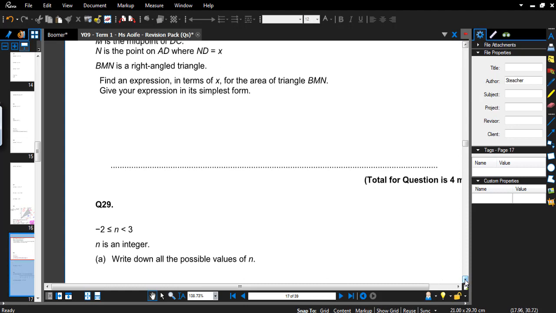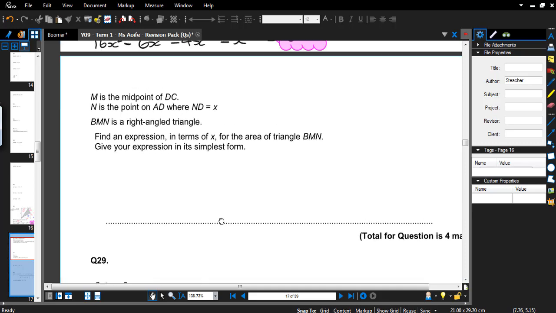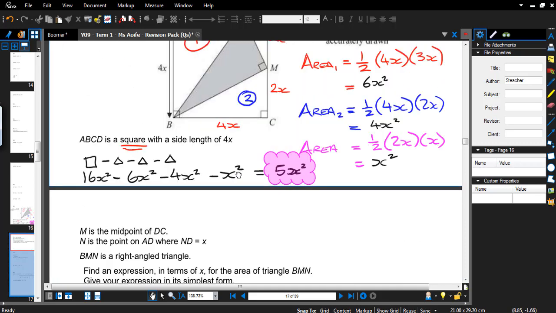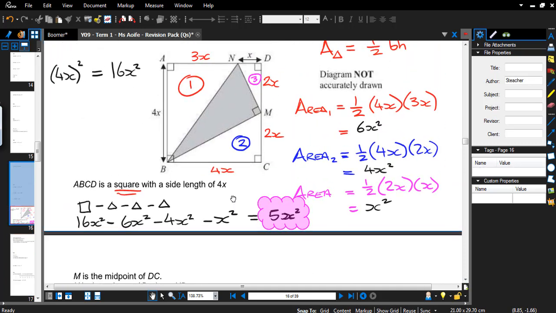Do you really want me to do this? Give an expression in terms of x? Oh, for the area. Okay, there's another way of doing this. If you really want me to show you, I'll show you.